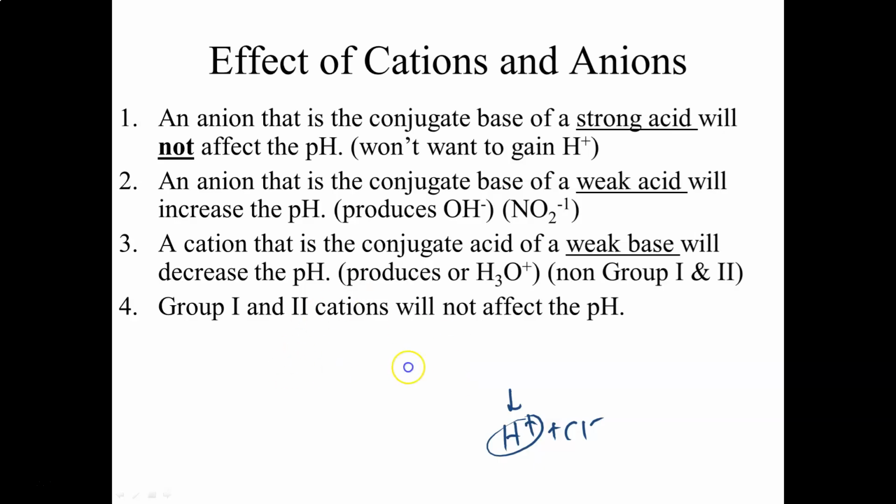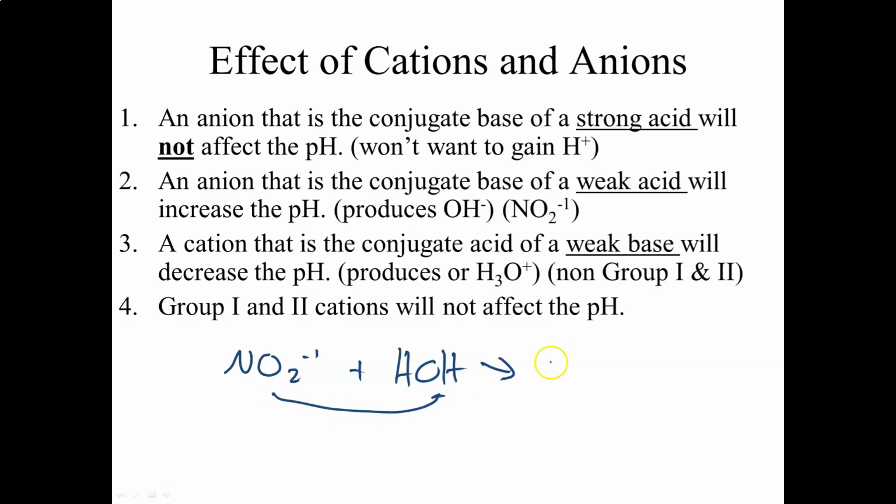because HCl is a strong acid, and the definition of that is it wants to dissociate completely in water. Okay, so if you go back to the chart here, number 2 says an anion that's the conjugate base of a weak acid will increase the pH. The example here is NO2 minus. Let's write that out just to prove it to you. NO2 minus plus HOH. If you're not sure, do the hydrolysis equation. The NO2 minus will react with the hydrogen, so you'll have HNO2 plus OH minus.